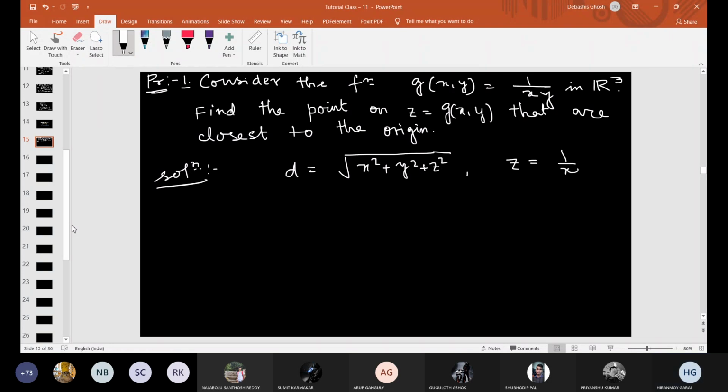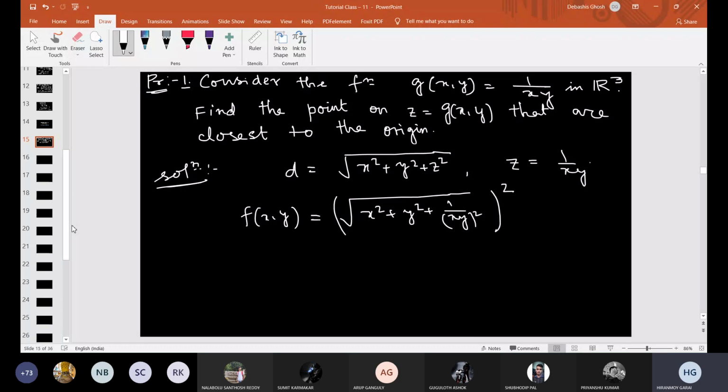So if we replace this value here, we get some function f of x, y, which is d square, that is x square plus y square plus 1 by xy, its whole square. For this one, it is hard to differentiate. We need to find the critical points. So for that, we are considering this f, which is the whole square of that, that is d square.